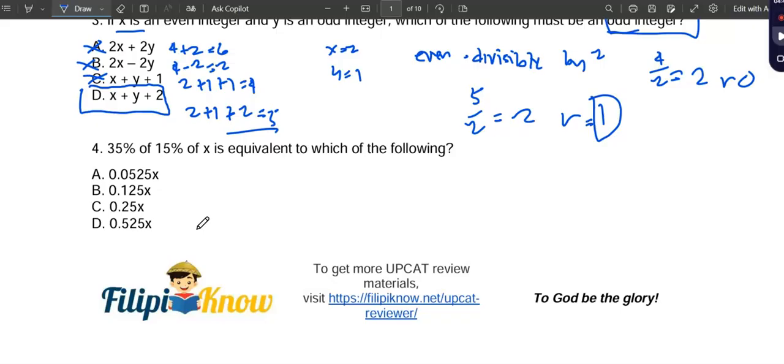35% of 15% of x is equivalent to what number? So, in math, remember, when you have of, it's multiplication. When you have is, that's an equal sign. So, what you can do here is simply multiply. You have 35% is just 0.35, right? Of, so times 0.15 of some x, okay? Of some x, of some number. So if you're going to multiply, this will actually give you 525 over 10,000 x, which is letter A in our choices.